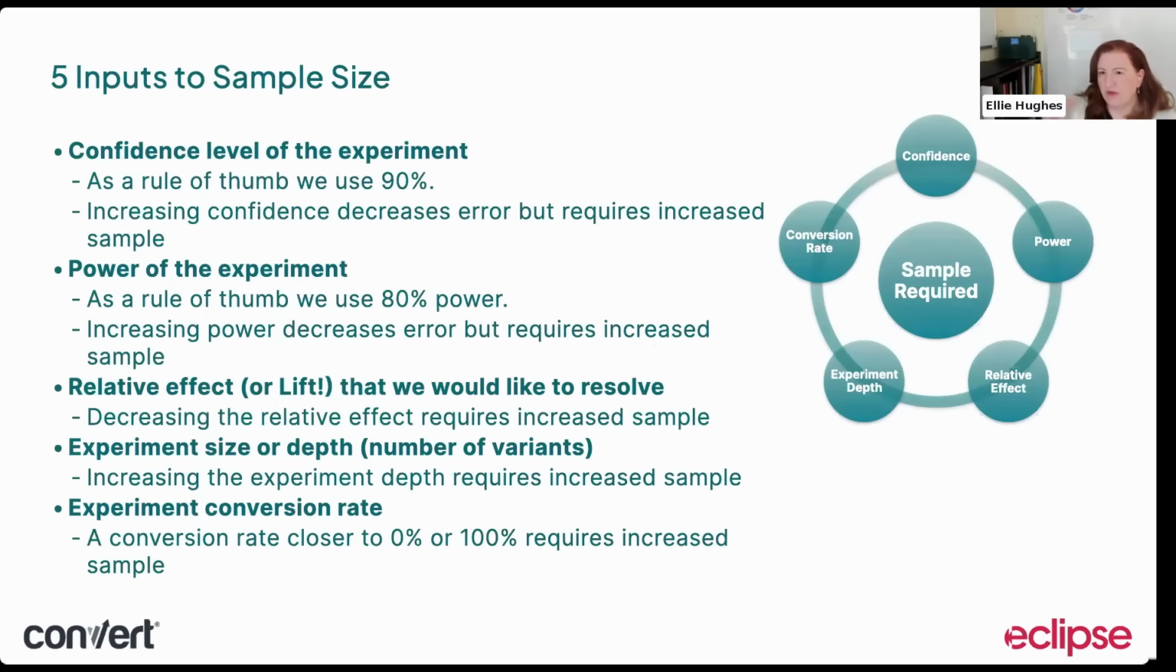So we've got the confidence level of the experiment. I just talked about that. Confidence controls the false discovery rate. So when you set it at 90%, you're getting a 1 in 10 chance of a false discovery. And then the power of the experiment controls the missed opportunity rate. And we normally use 80% power.